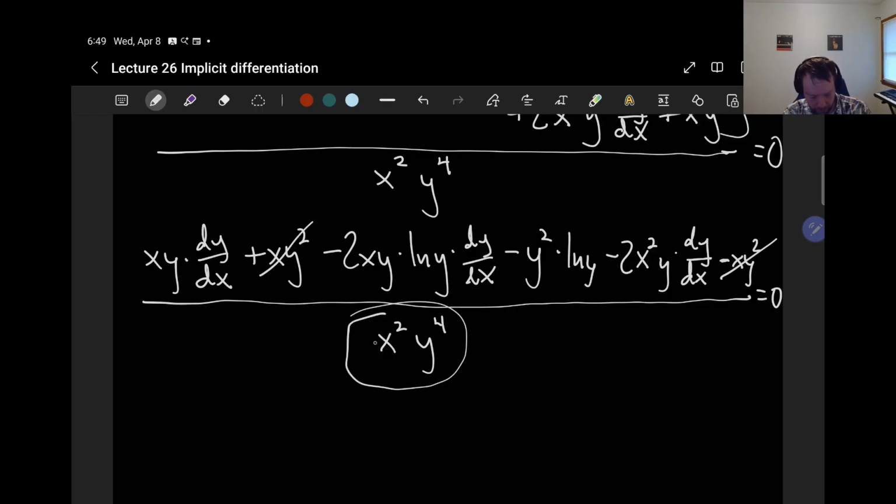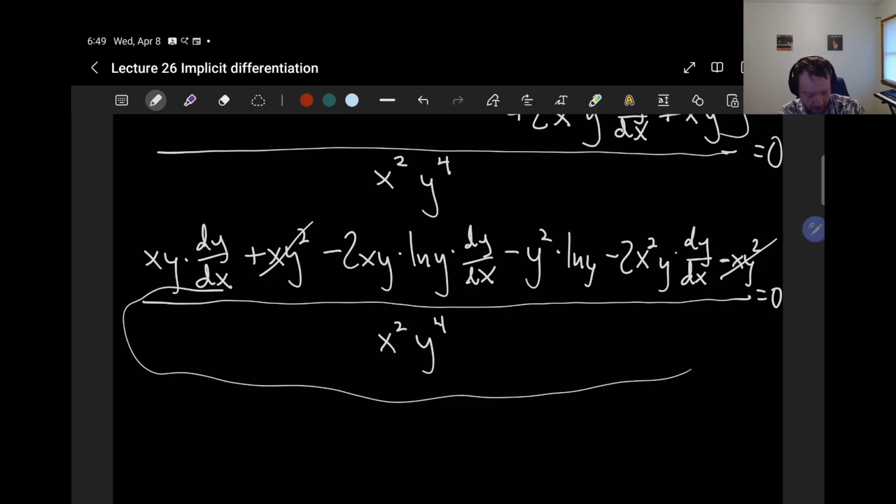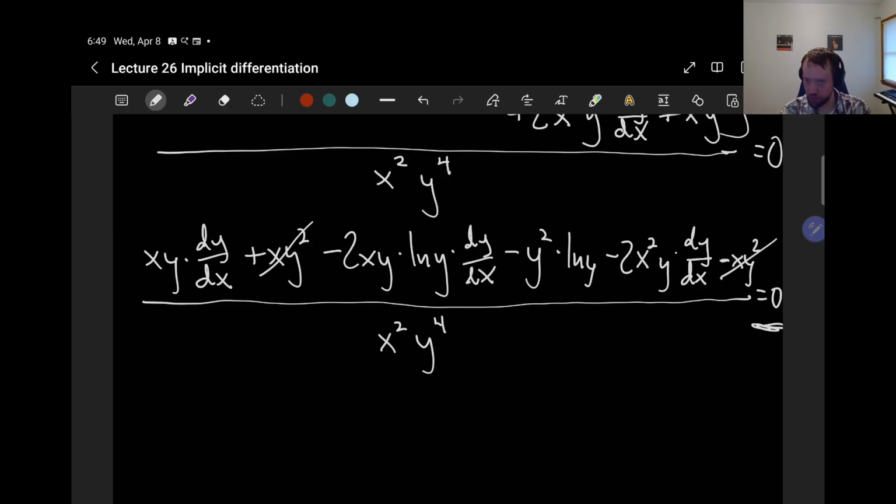This denominator here, well, because we're equal to 0, the denominator actually doesn't matter, really, because when I have a fraction equal to 0, really the only thing that can make that happen is the numerator being 0. Or you could think of it another way. I could multiply both sides by this x squared y to the fourth. That'll get rid of this fraction here. And on the other side, I'll be multiplying by 0, and that's still 0. So really, this doesn't matter.